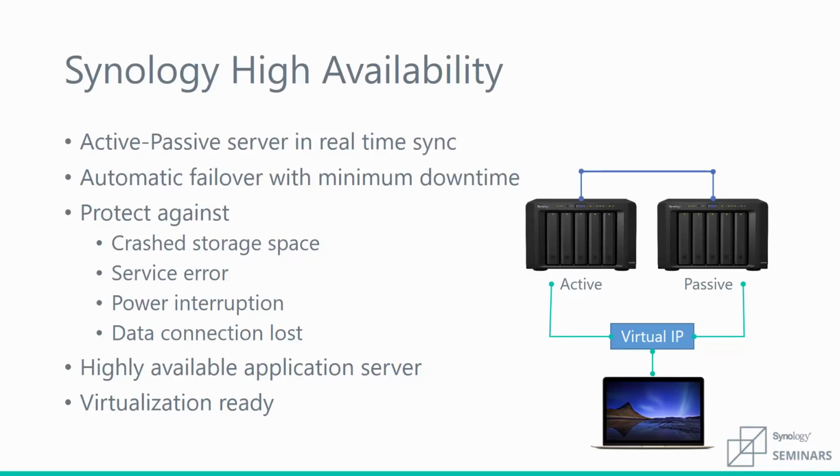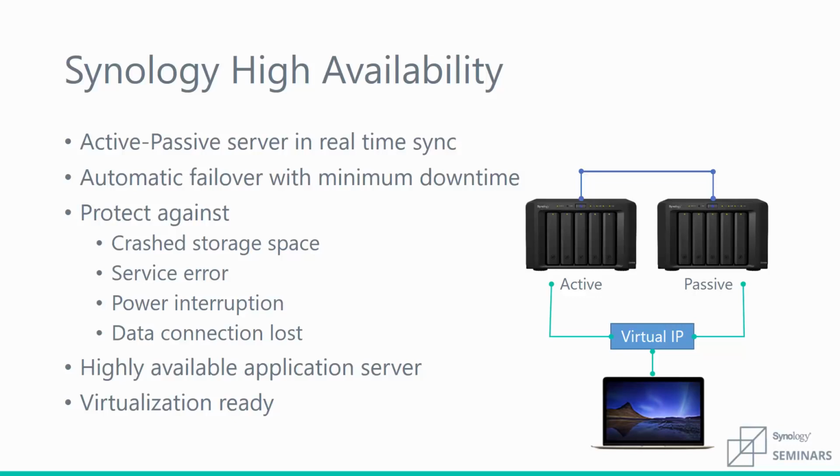So we discussed and demoed the traditional backup utility of Hyper Backup, and now we're going to talk about the local redundancy with High Availability. This package allows 2 Synology NAS devices to work in an active-passive relationship with a real-time sync. This allows for automatic failover with minimum downtime. This failover can protect against many different things, ranging from crashed storage to a service error to a power interruption.